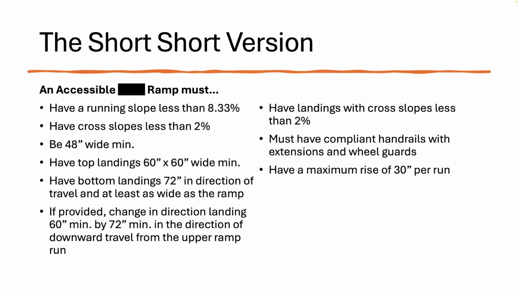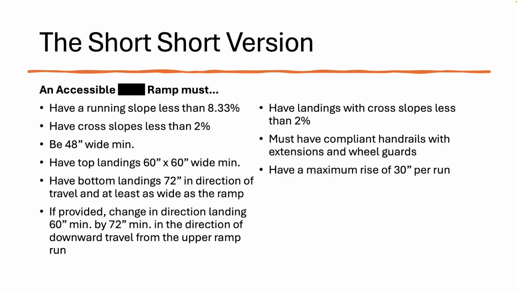So, this is quite a lecture. I've got about 42 slides total. So the short version is an accessible ramp must have the following. An accessible ramp must have running slopes less than 8.33%, have cross slopes less than 2%, must be 48 inches wide minimum, must have top landings 60 inches by 60 inches minimum, have bottom landings 72 inches in direction of travel, and be at least as wide as the ramp, and, if provided, must provide change of direction landings that are 60 inches wide minimum by 72 inches minimum in the direction of downward travel from the upper ramp run.